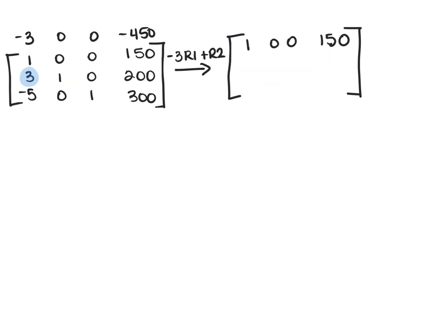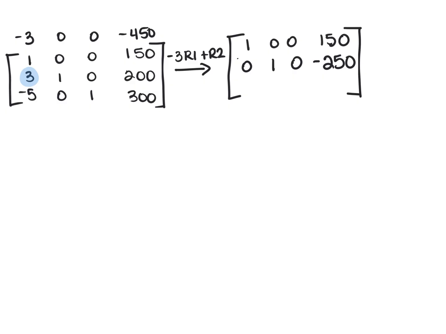So then we add the top numbers to the second row. So I have negative 3 plus 3 is a 0. 0 plus 1 is a 1. 0 plus 0 is 0. And negative 450 plus 200 is going to give us negative 250.